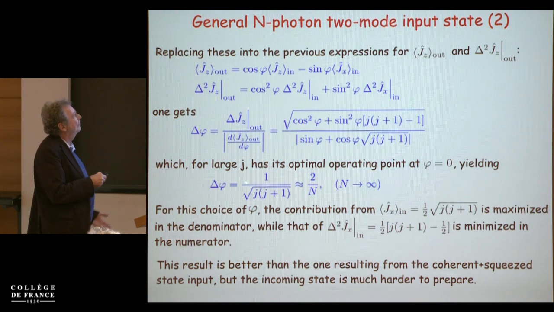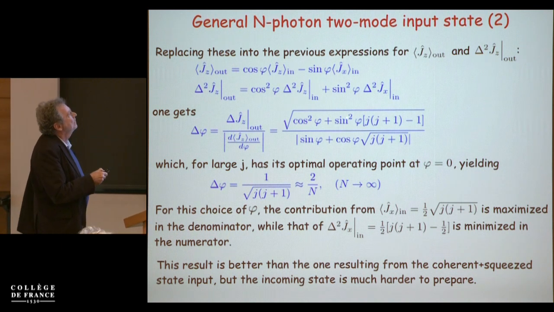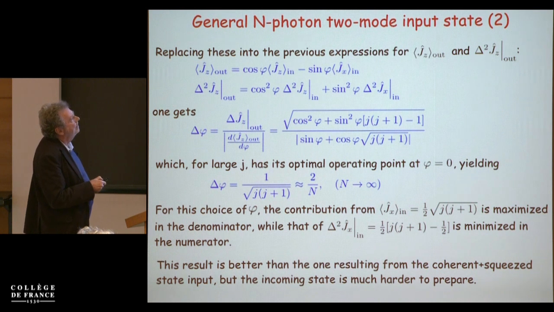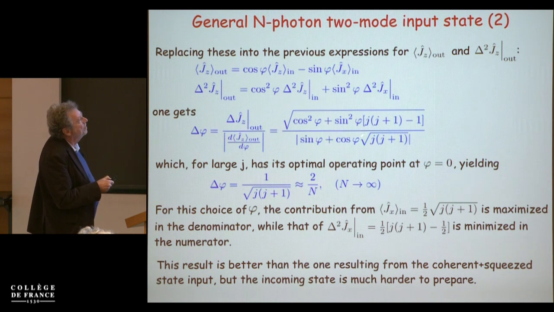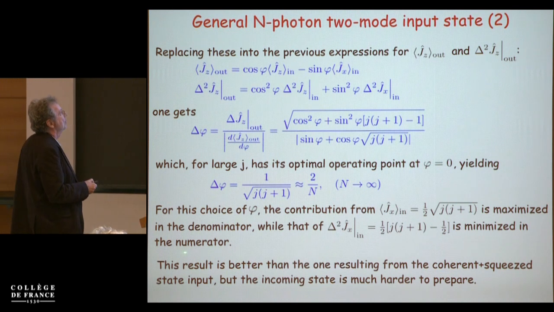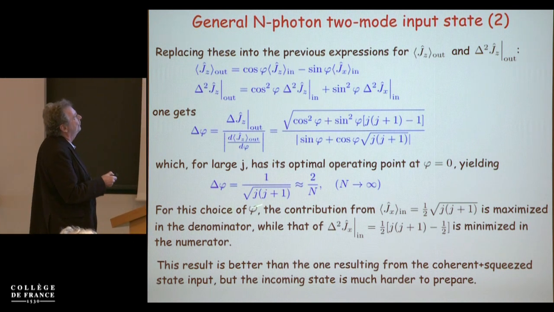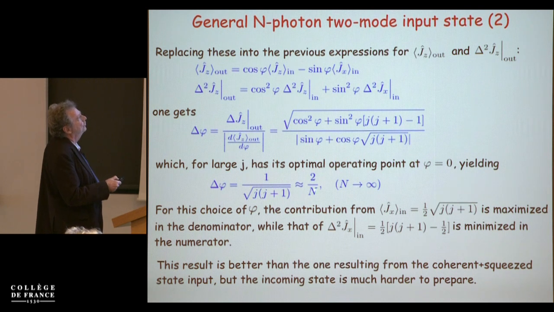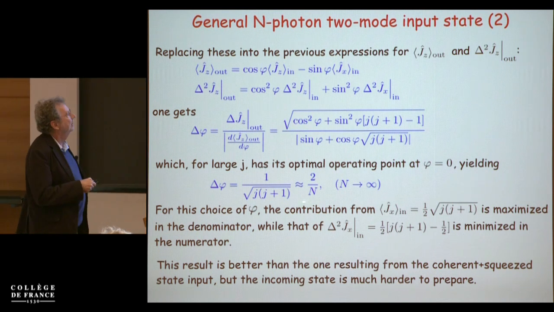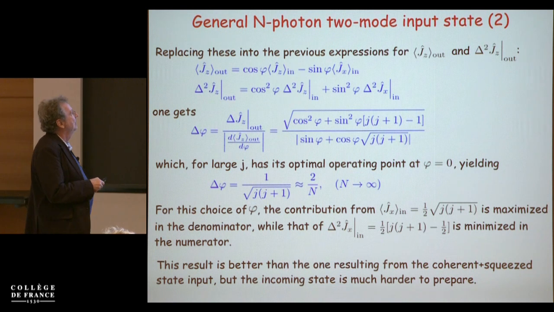Now again, you see that if we have a large J, so a large number of photons, the optimal operating point is at phi equal to 0, because then this term will vanish, and this is a bad term because it's in the numerator. At the same time, this term here is going to vanish, but this term here will be maximal, because cosine of phi is equal to 1, and this is a good term because it's in the denominator. So it will have to decrease to increase the precision. So now for large J, this becomes equal to that, and that's proportional to 1 over n, when n goes to infinity. Okay? So now we have got a limit which is much better than the previous ones.